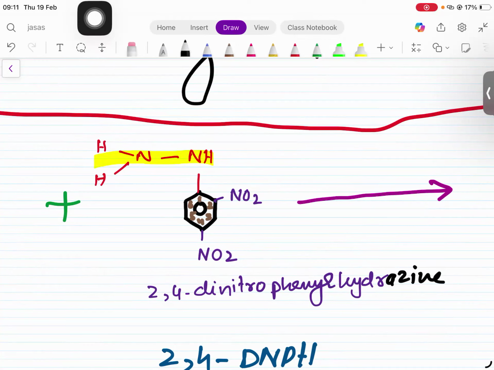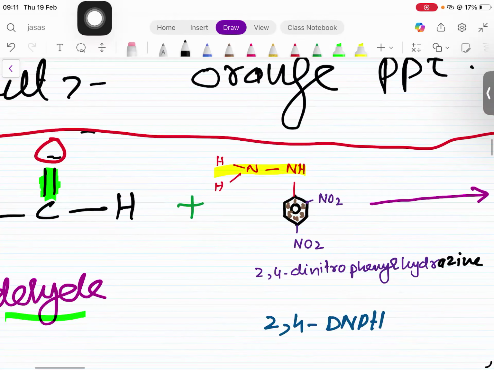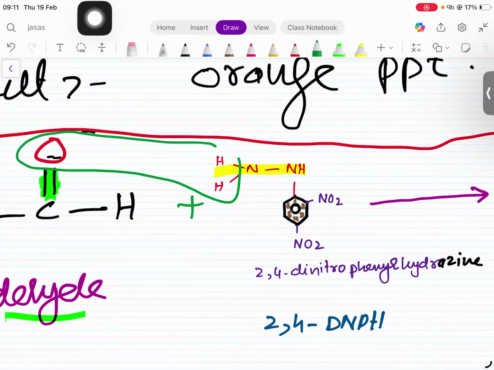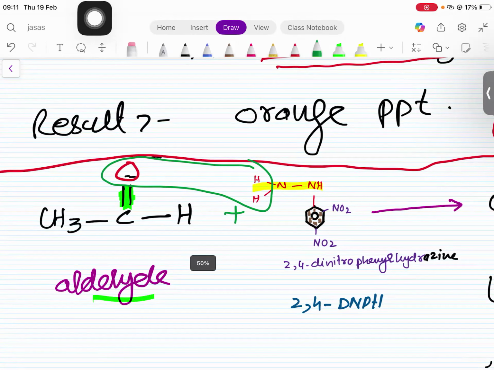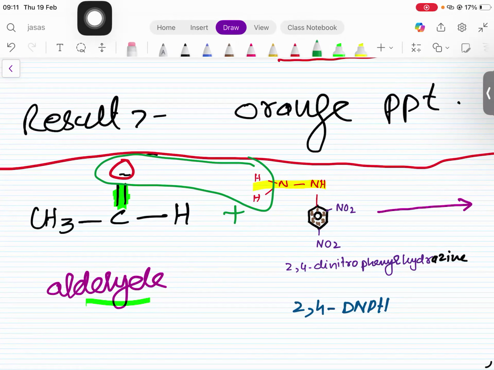This compound, when you add it with an aldehyde, what happens? It undergoes a condensation reaction. Condensation, we learned in esterification. When two molecules join and water is lost, that is known as condensation. So this oxygen and these two hydrogens, they combine to form what? Water. Whose oxygen is this? The aldehyde's, the carbonyl oxygen. They combine with this to form water, and this N is now going to make a bond with this carbon, and the double bond remains.